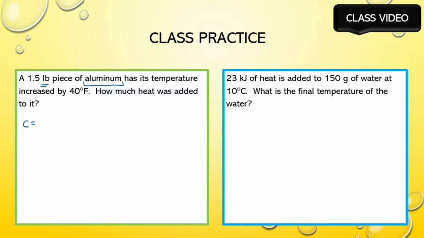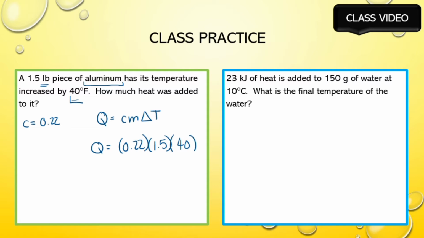4 pounds for the imperial system, and I see that it's going to be 0.22. And then it's right into the formula, Cm delta T, or Cw delta T. Same. 0.22, 1.5 pounds. Change in temperature is 40 degrees. It's already all worked out for me. Straight up multiplication. And it's a little piece of aluminum, so we don't need a lot of heat. 13.2 BTU.